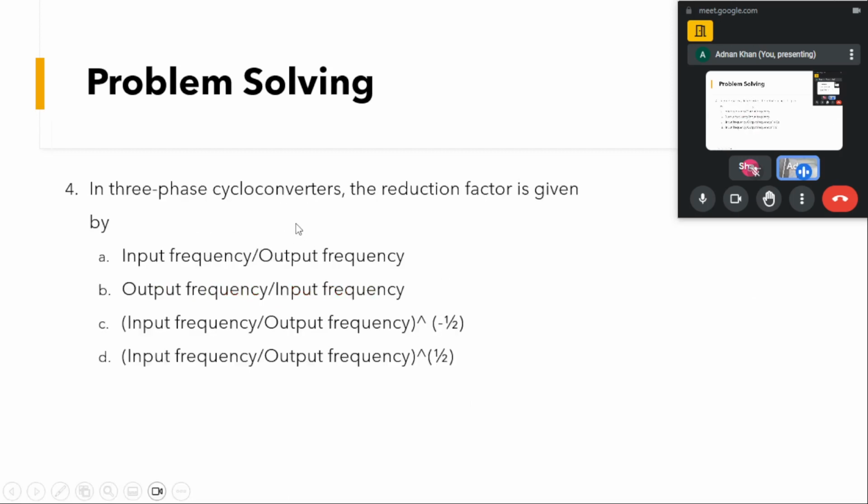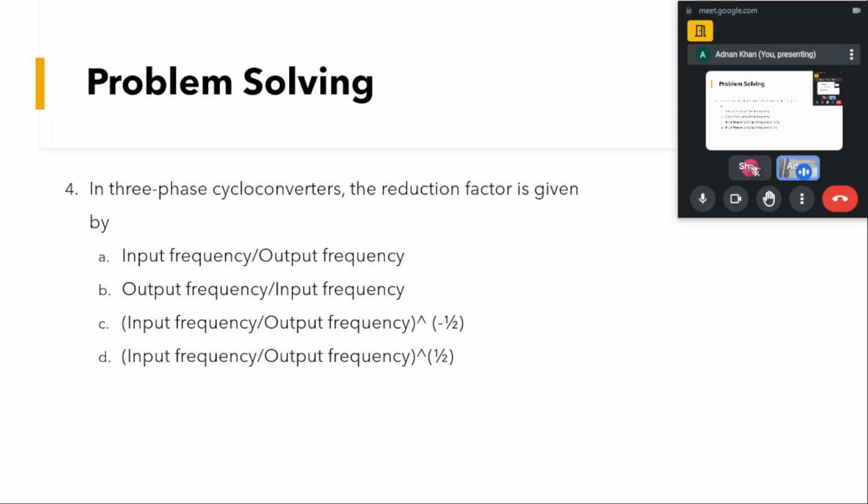Coming to question number 4, in a three-phase cycloconverter, the reduction factor is given by. So here are different options: B is input frequency by output frequency, C is input frequency by output frequency raised to power minus 1 by 2, and D is input frequency by output frequency raised to power 1 by 2. So one of you has answered this B.